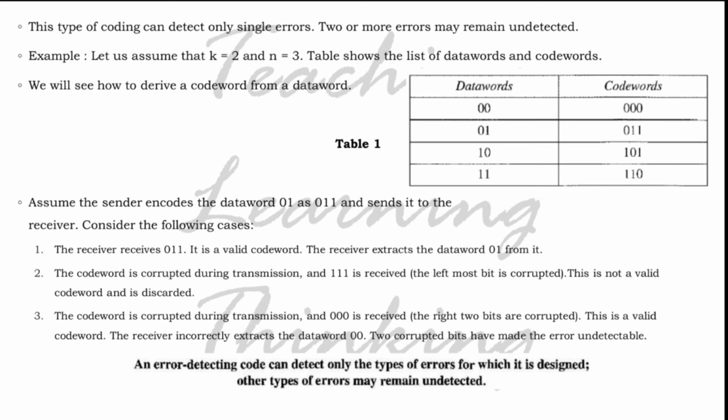So an error detecting code can detect only the types of errors for which it is designed; other types of errors may remain undetected. So these are all related to the error detection part. As I said, error detection is very simple compared to error correction. I think we discussed almost all topics related to error detection, and also the introduction for the error control part.